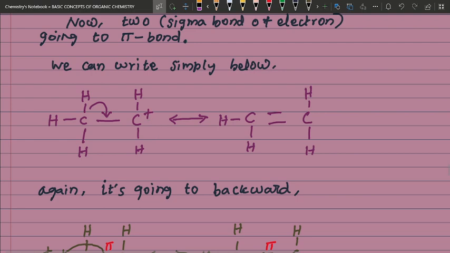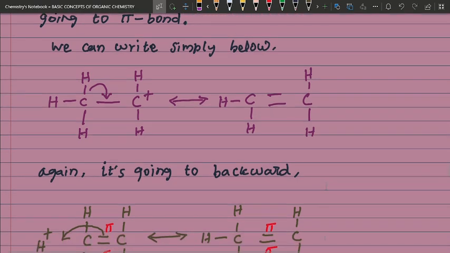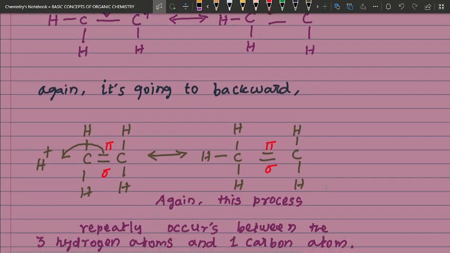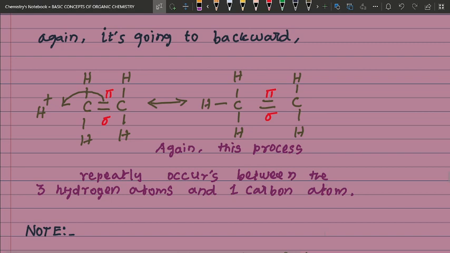This is the carbocation. So here the carbon-hydrogen bond breaks. This one electron approaches here. So now this sigma bond goes as a pi bond. This is the pi bond. This is the simple method. Again it goes backward. See, this is a pi bond, this is a sigma bond, this is a pi bond, this is a sigma bond. This pi bond breaks, going out as an H plus ion. So again this process repeatedly occurs between the 3 hydrogen atoms and 1 carbon atom.